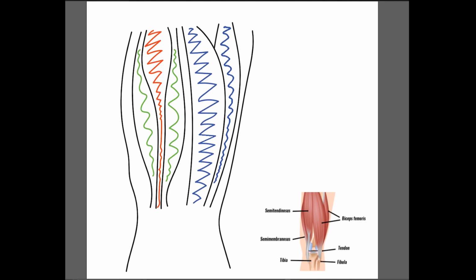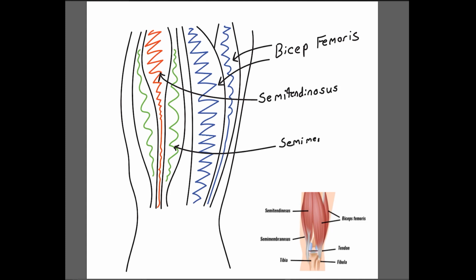The next muscle is the semitendinosus, which is medial compared to the biceps femoris. This muscle has a large tendon attached to it, which is where it gets its name from. Below the semitendinosus is the semimembranosus, which is much wider. These muscles are responsible for hip extension and knee flexion.